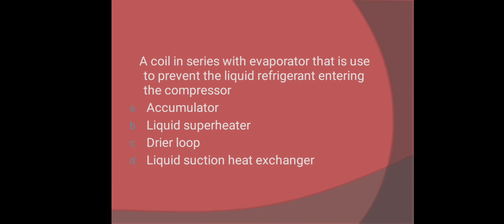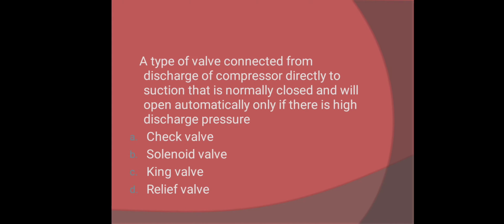A coil in series with evaporator that is used to prevent the liquid refrigerant entering the compressor. Sagot natin dyan ay dryer loop, letter C. Next, a type of valve connected from discharge of compressor directly to suction that is normally closed and will open automatically only if there is high discharge pressure. Sagot natin dyan ay letter B, solenoid valve.